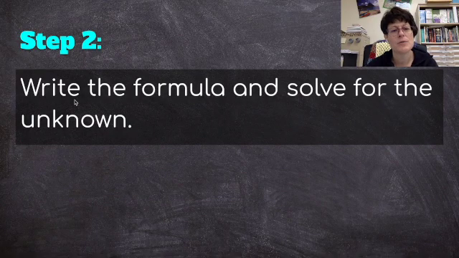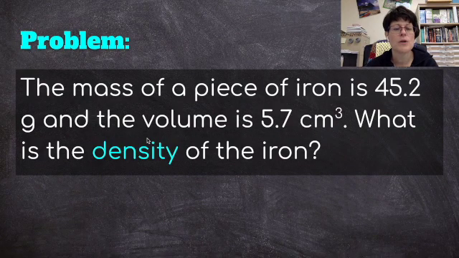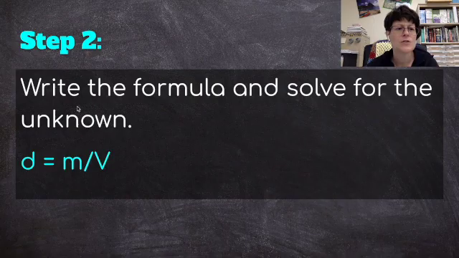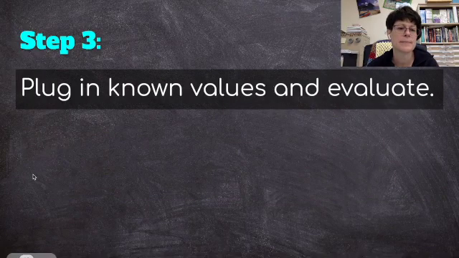The next step, step 2, is to write the formula and solve for the unknown. So the problem says the mass of a piece of iron is 45.2 grams and the volume is 5.7 cubic centimeters. What is the density of the iron? So we know that we are looking for density and we have a formula for that. And if you don't remember the formula, look on the back of your reference tables. So we write the formula and solve for the unknown. Density equals mass divided by volume. And we are looking for density, so we can just leave it in this form.